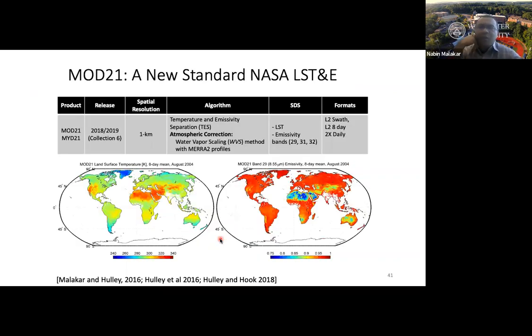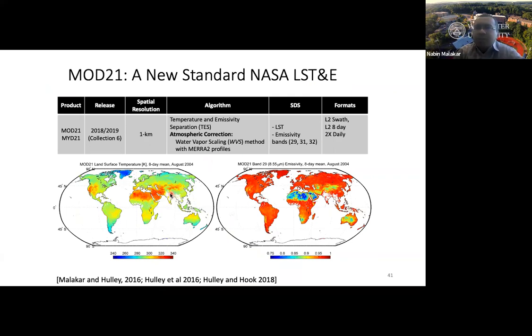So this temperature product has been tested well in different land cover types. It's available globally. And you can see this is the month of August, for example, of the globally available temperature product.